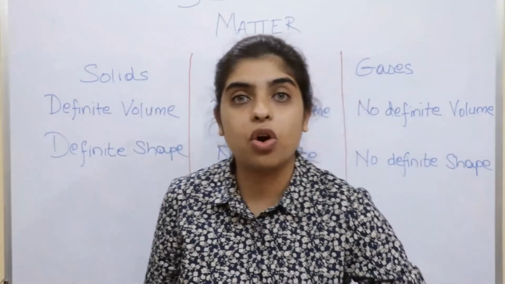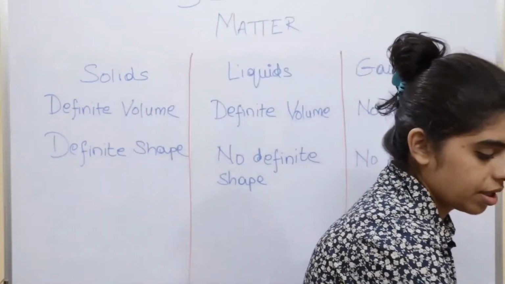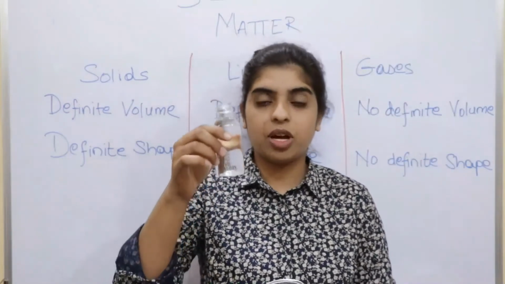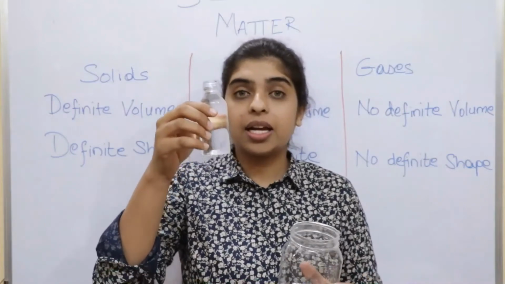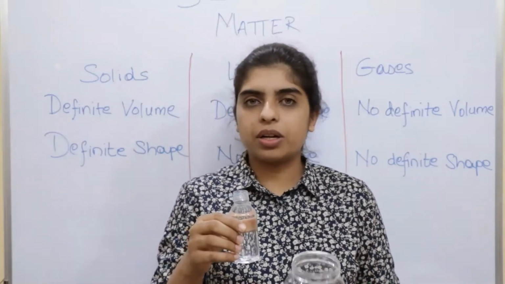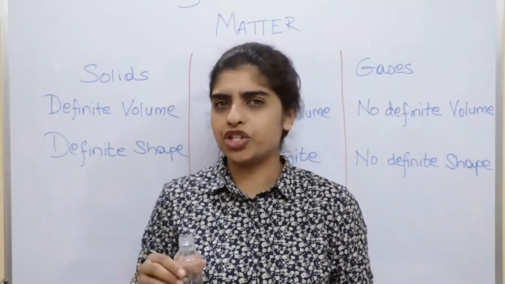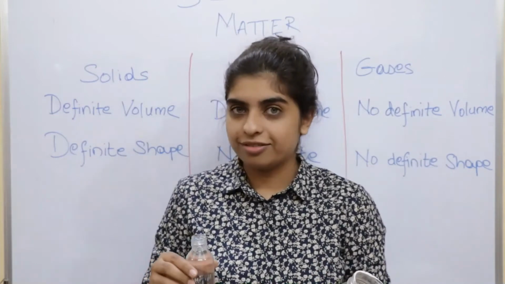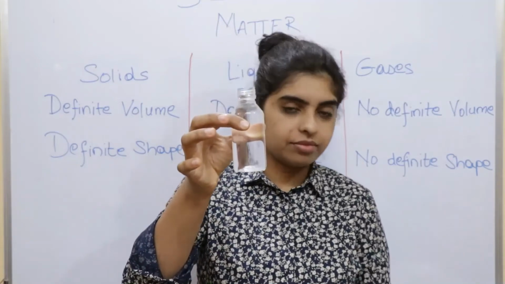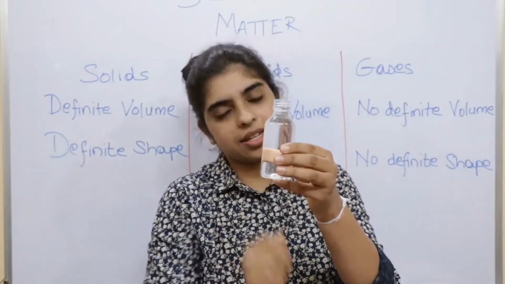What about liquids? What are the properties of liquids? Again, let's talk about this container. Liquids definitely have weight. They have mass. And they definitely have a definite volume. But what about its shape? Have you seen water in one particular shape? Think? Of course not. I have water in this container and the water has taken the shape of this container.